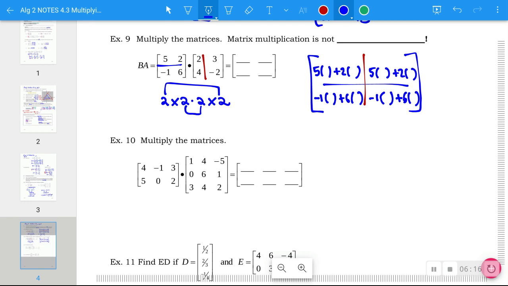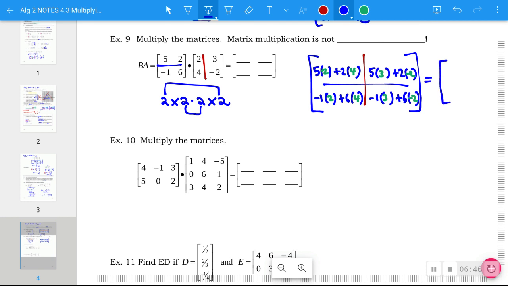Okay, on the left-hand side, we have a column that reads 2, 4 from top down. So I'm going to put 2, 2, 4 on the left-hand side. And the right-hand side is 3, negative 2. All right, all we have to do now is simplify these corners and we'll have our answer.